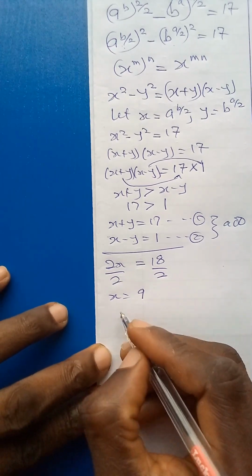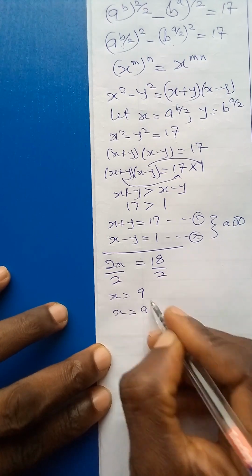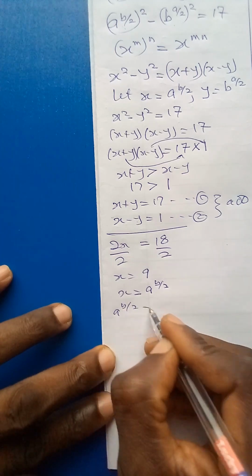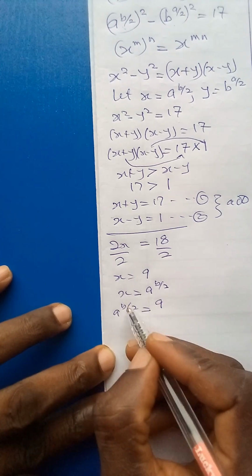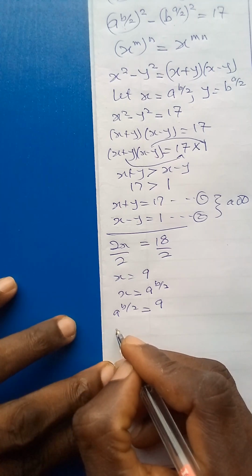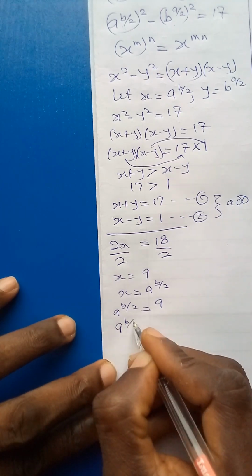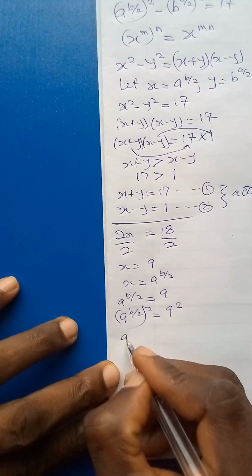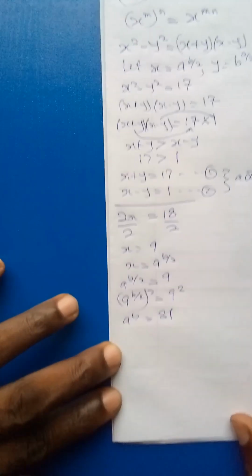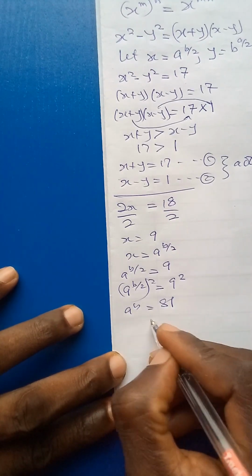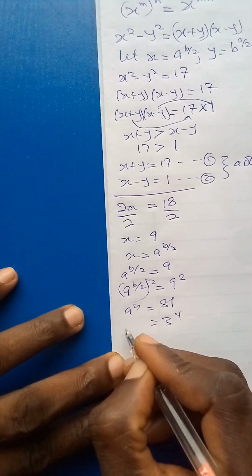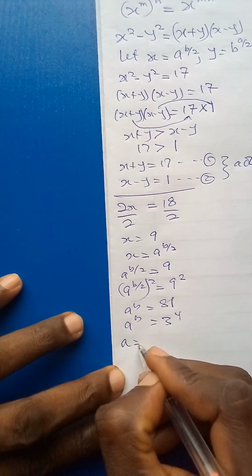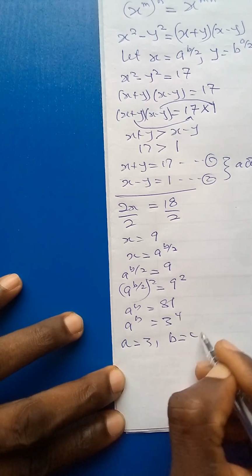Let us recall that x is a raised to power b over 2. Therefore, a raised to power b over 2 is equal to 9. To clear this fraction, I have to square both sides. Squaring both sides, I have a raised to power b over 2 times 2 is equal to 9 raised to power 2. Therefore, a raised to power b is equal to 81. 81 can be expressed as 3 raised to power 4. Therefore, a raised to power b is equal to 3 raised to power 4. That means a is equal to 3 and b is equal to 4.